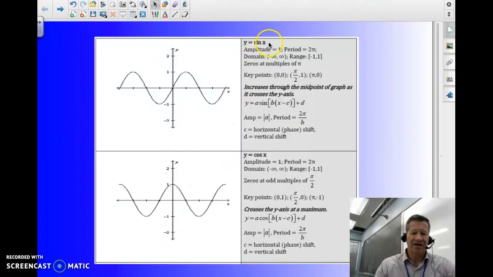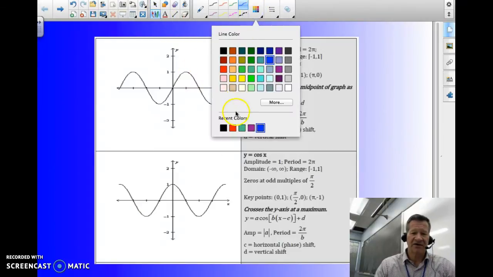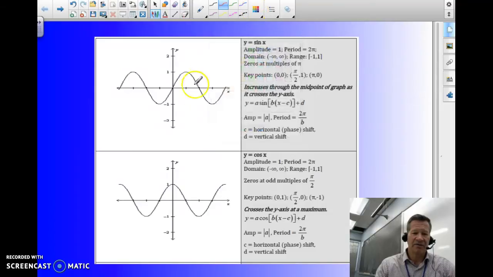So starting with sine, as we said, the amplitude is 1. Now, amplitude is wave height. So it's merely the distance from the equilibrium point, which in this case is the x-axis, up to the crest of the wave, or from equilibrium down to the trough. That's how the amplitude is measured. Don't measure from the maximum point down to the minimum point.